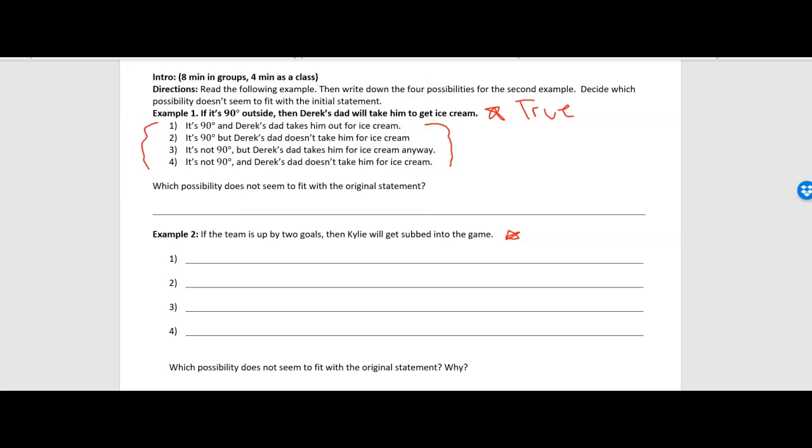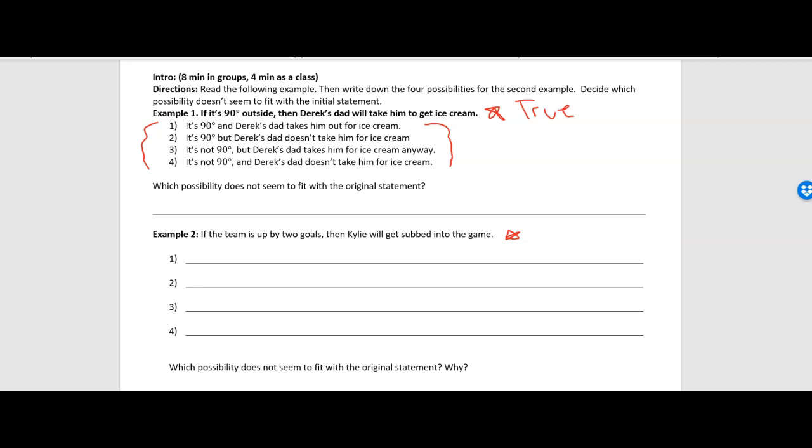Okay, so if the first statement is true, what that means is that if the temperature is 90 degrees outside, then Derek's dad will take him to get ice cream. Okay, so if it's 90, he is going to get ice cream. That's true. The first one makes perfect sense. It's 90 degrees, and Derek's dad takes him out for ice cream. We would expect that to happen.